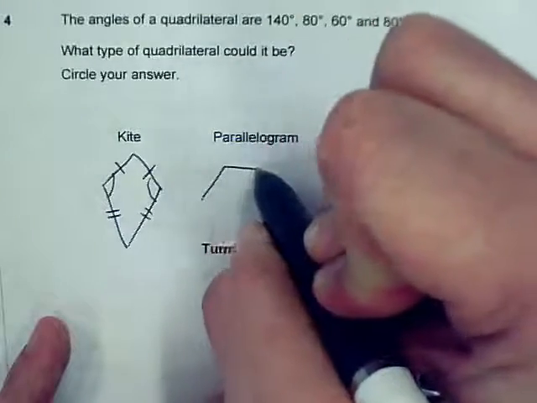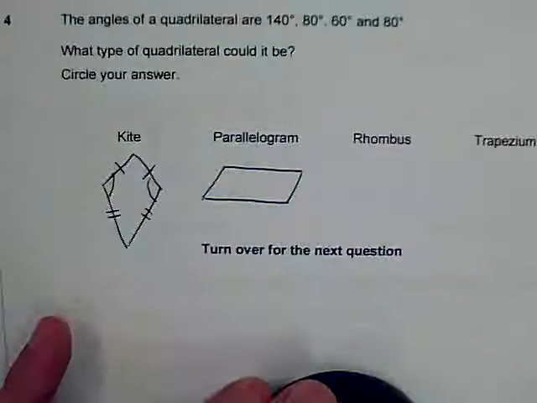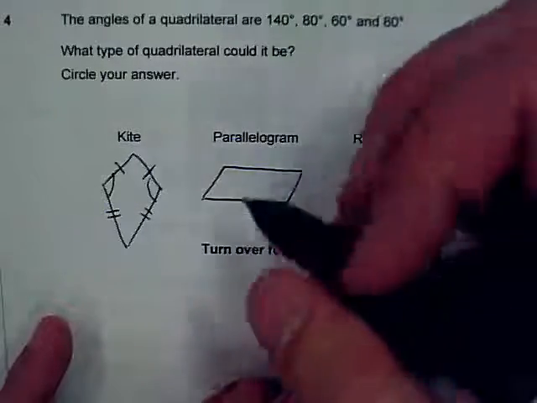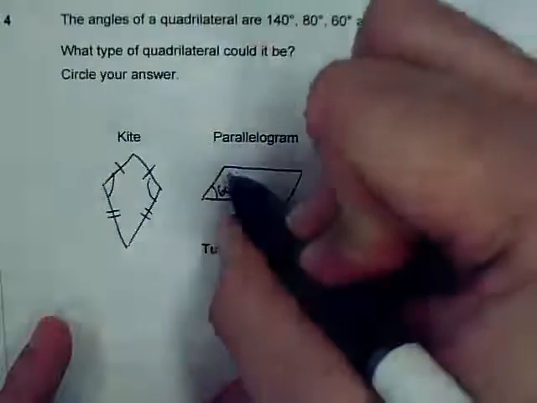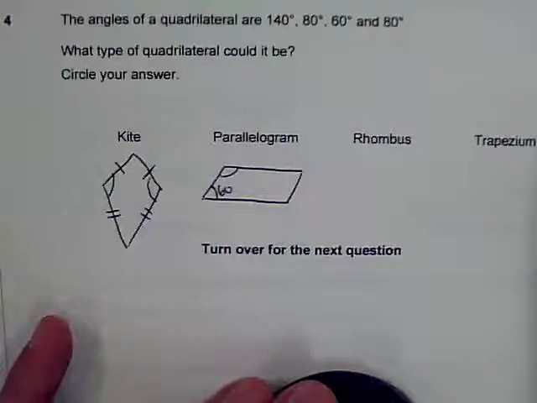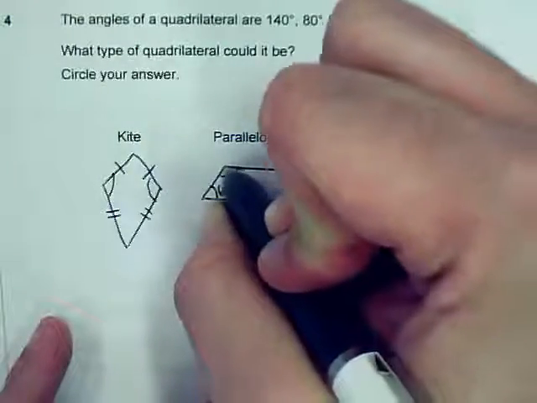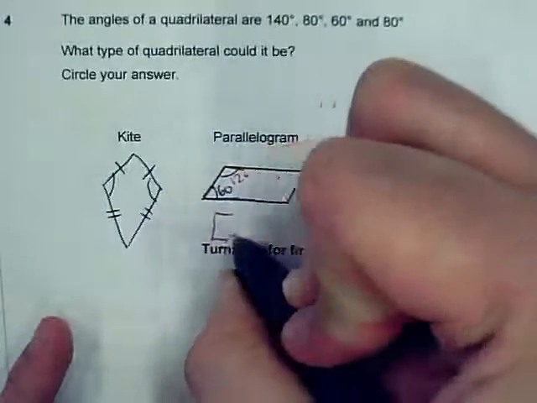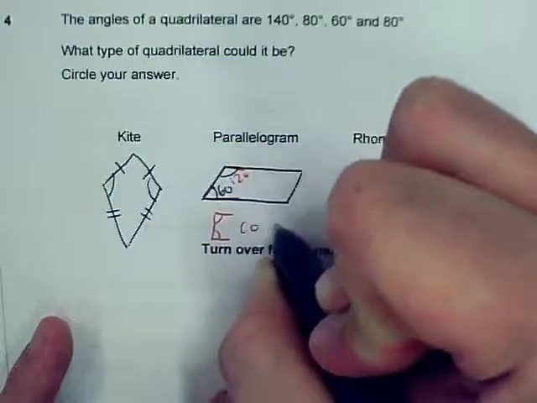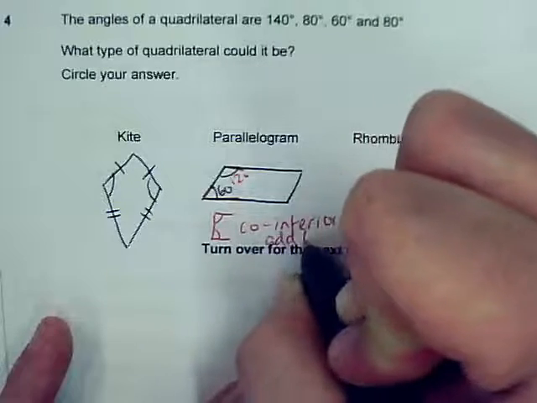So parallelogram is a bit like a rectangle. Okay, the sides are slanted. Now, if we imagine, say one of the angles was 60, this looks like an acute angle. The other angle would have to be 120, because we can see there's a C shape here. A C shape shows us there are co-interior angles, and co-interior angles add to 180.